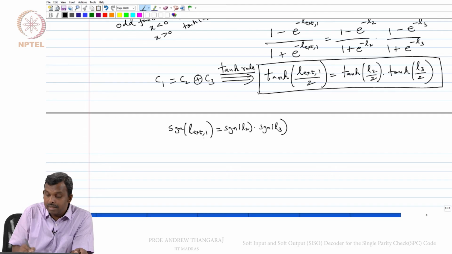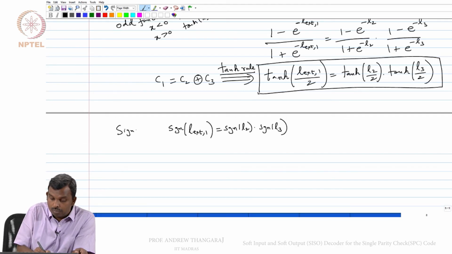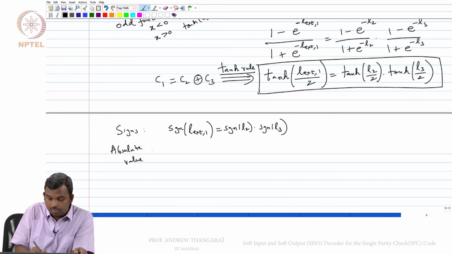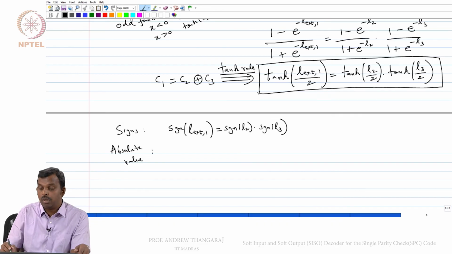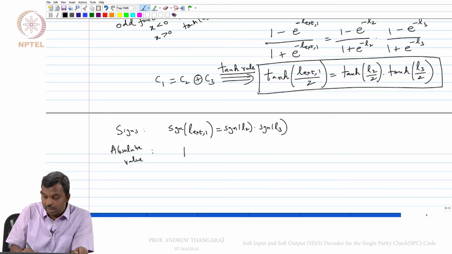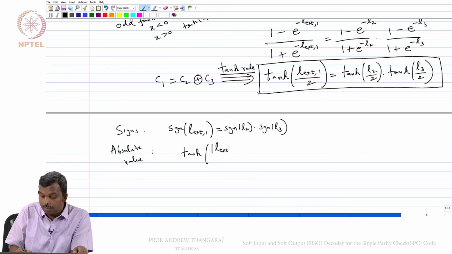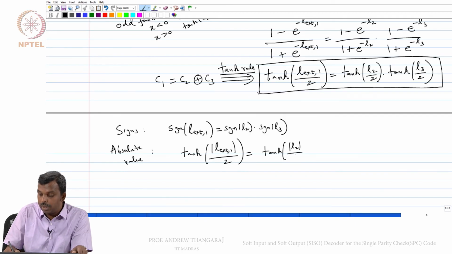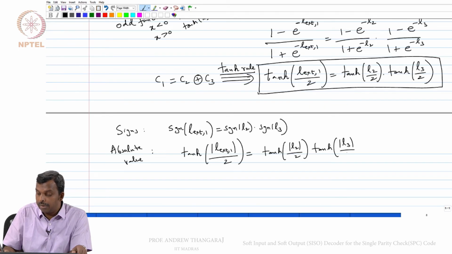This is just the signs. And then absolute value. So you can take the absolute value separately and you will get tanh of absolute value of Lext1 divided by 2 equals tanh of absolute value of L2 divided by 2 times tanh of absolute value of L3 divided by 2.